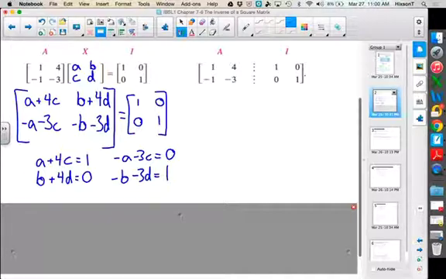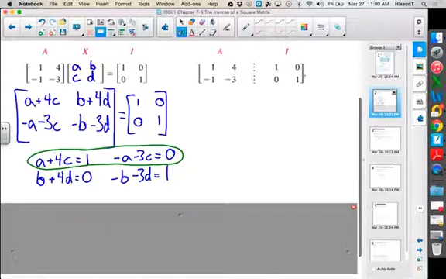Alright? And the nice thing is it's actually set up pretty nicely for us. Because look, if I use elimination with these two, okay, if I add those together, what do I get? Yeah, A plus negative A is 0. C equals 1. 4C minus 3C is just 1C, and 1 plus 0 is 1. So I know C is 1.